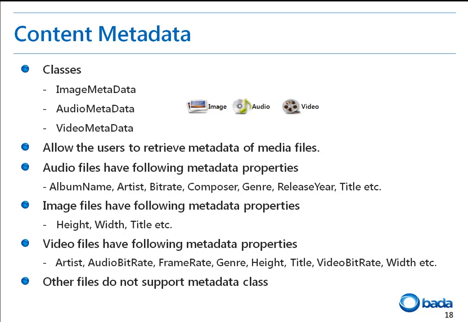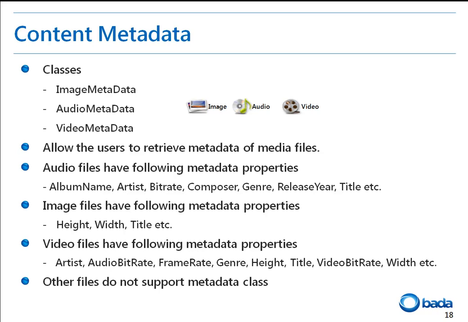Let's look at what attributes each of the media types contain in their metadata section. Audio files have attributes such as album name, artist, the audio bitrate, composer, genre, year in which it's released, and title. These details can be queried via functions provided by the audio metadata class. Image files have attributes such as height, width, and title. These image details can be obtained by the image metadata class.